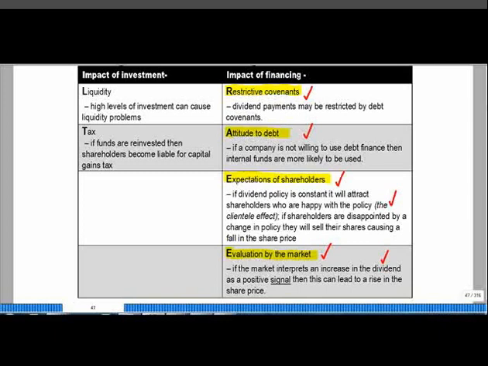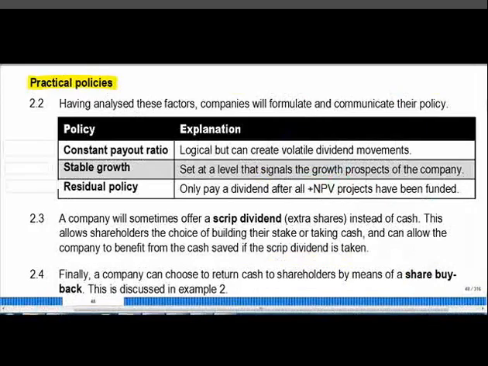There are other factors too. This isn't meant to be a definitive list, but these are certainly 6 general points that you might be able to work into a discussion on dividend policy. It's likely in exam questions that having analysed the factors that might influence dividend policy, you'll actually have to come up with a recommendation about what a company might do. And in this section we're going to look at the types of dividend policy that might be offered and how it might be complemented by scrip dividends or share buybacks.